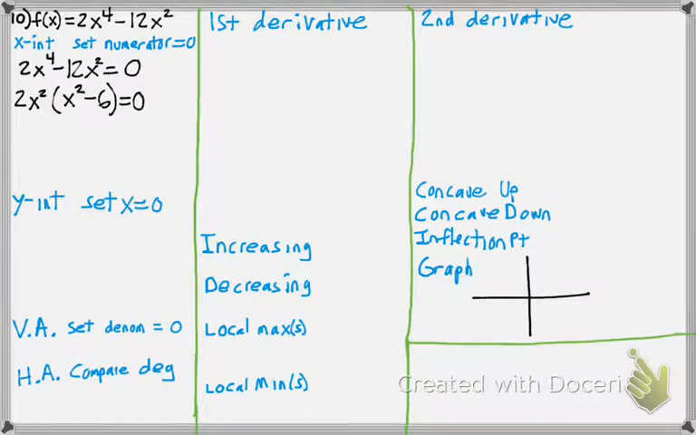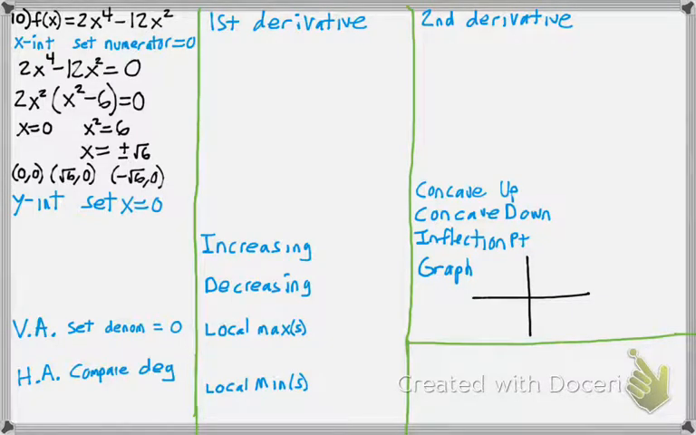And then if you solve, x is going to be equal to 0. Here, x squared is going to be equal to 6. So x is going to be equal to plus or minus square root of 6. So my intercepts would be (0, 0), (square root of 6, 0), and (negative square root of 6, 0).